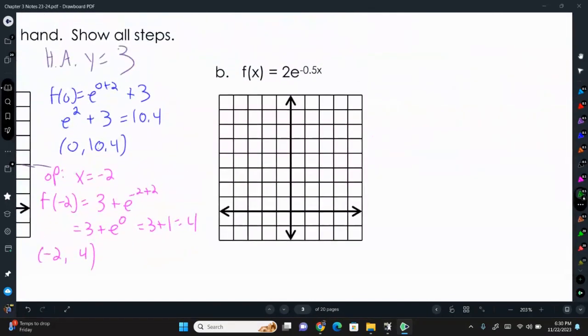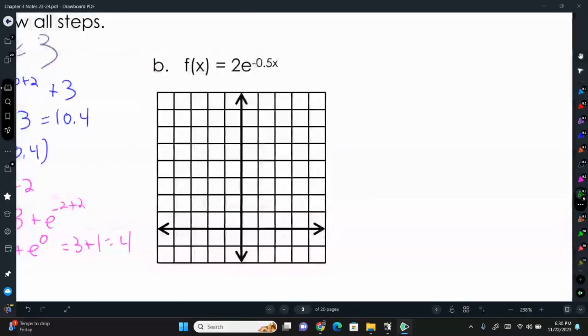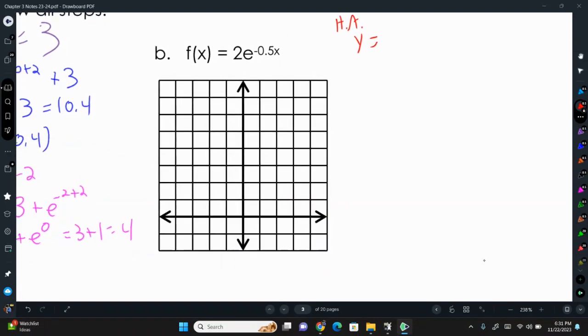Now this one, we have that negative in the exponent, but changing that to a positive is probably going to make things a little bit more confusing, because then we're going to have 1 over e to some power, and that just makes things a bit more tricky to deal with. So we're going to leave that for now. So our horizontal asymptote, y equals, we're not adding or subtracting anything, so it's y equals 0. We don't have a plus or minus anywhere.